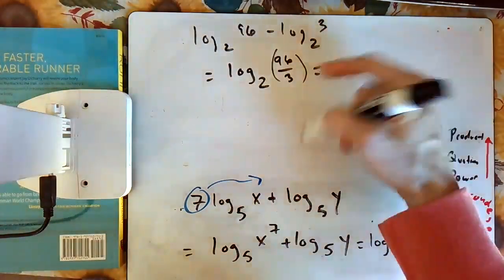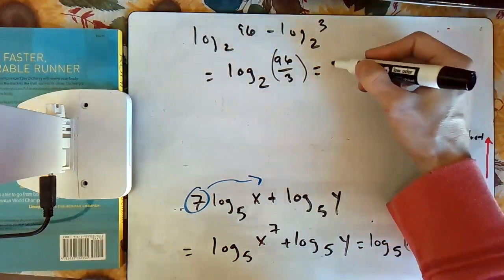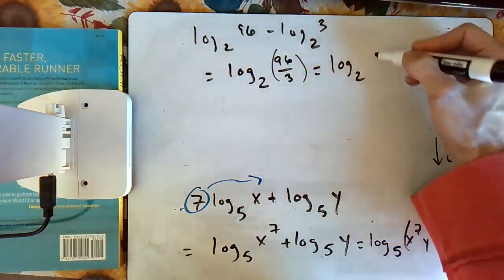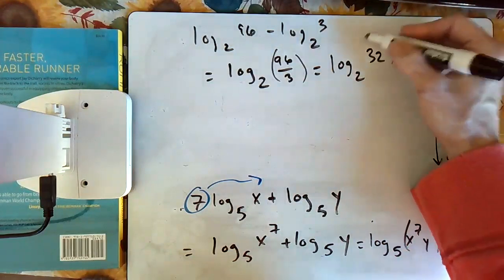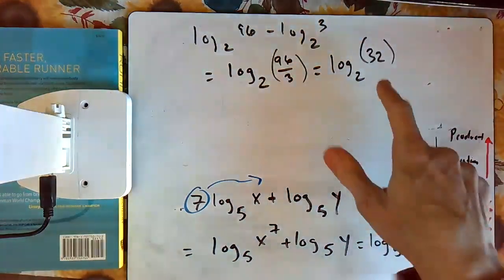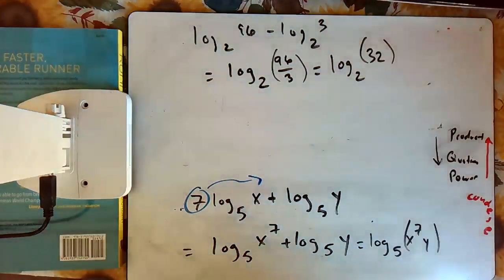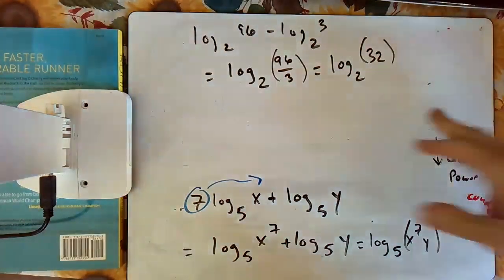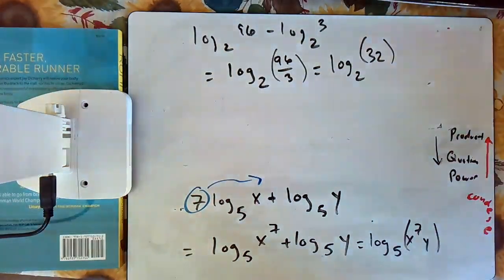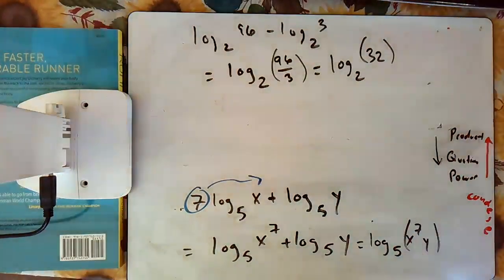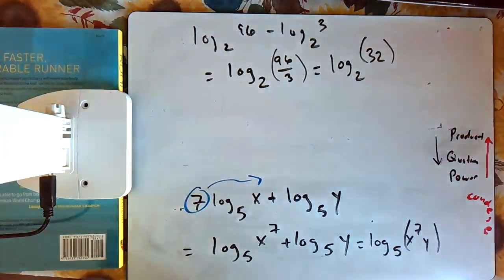And then we can simplify 96 divided by 3, correct? That's log base 2 of 32. Now, is this something nice right here? There's always a possibility it could be or it couldn't be. Well, let's check to see. How do we check that?